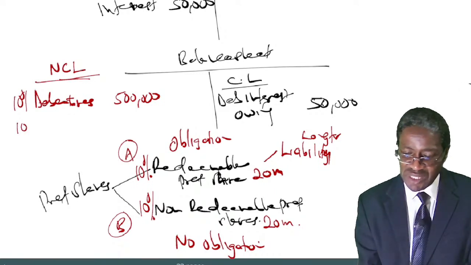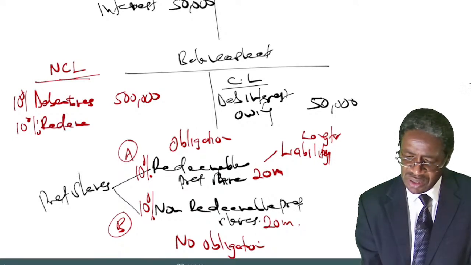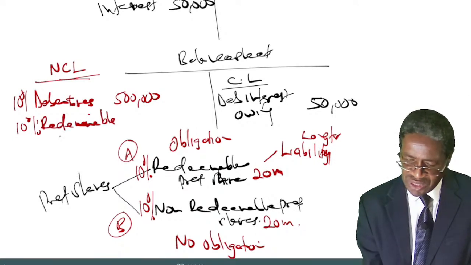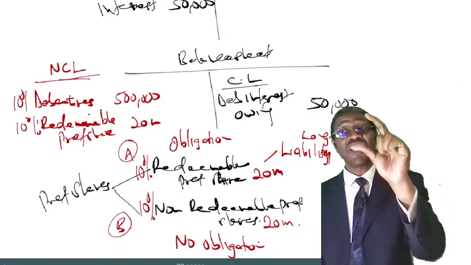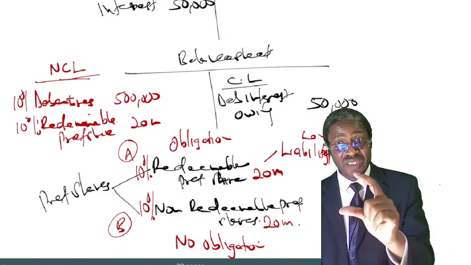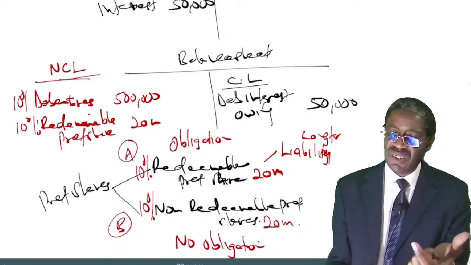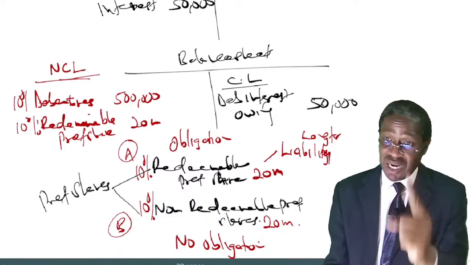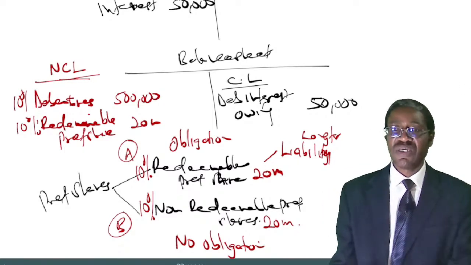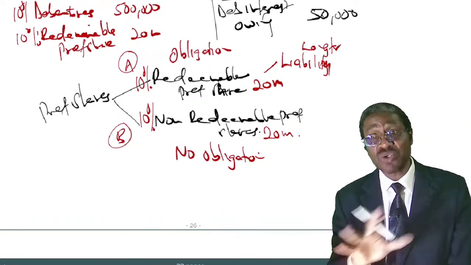So that 10% redeemable preference shares, that should go to the balance sheet. That 20 million will go to the balance sheet as a long-term liability. The reason being, this company that issued them has an obligation of paying back that amount. For company B, they did not have an obligation to pay back.